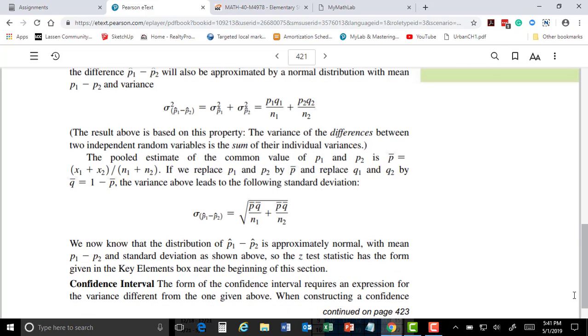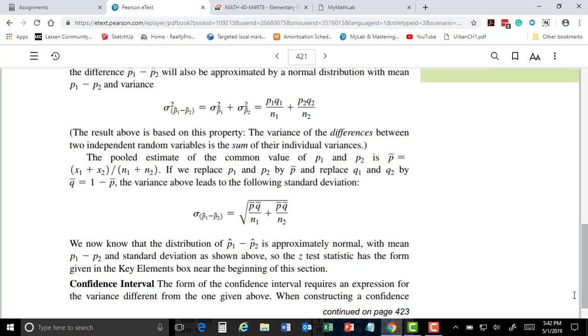Okay. So we have this thing here that you've not seen before, I don't think. It's called P bar and Q bar. That's different than the hat. Okay, so this is called a pooled deviation. See, it's the deviation of the differences between our P hats, the P1 hat and the P2 hat.